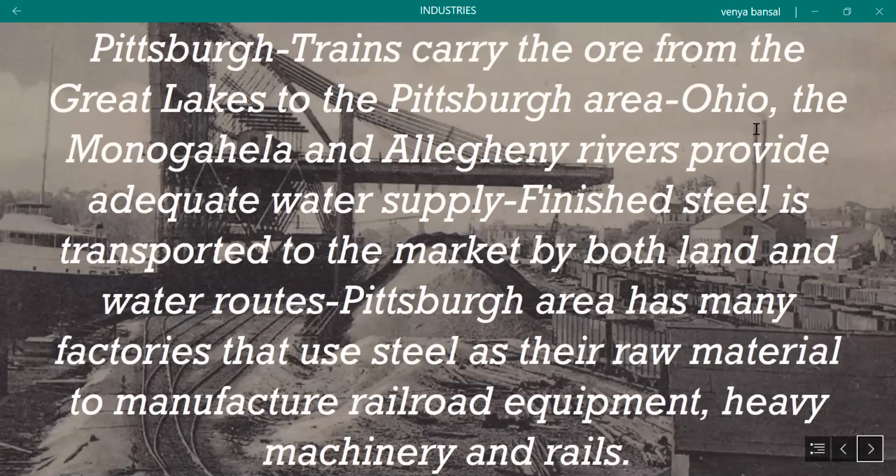Ships carry ore from the Great Lakes to the Pittsburgh area, Ohio. The Monongahela and the Allegheny rivers provide an adequate water supply. Finished steel is transported to the market by both land and water routes. The Pittsburgh area has many factories that use steel as their raw material to manufacture railroad equipment, machinery, and rails.